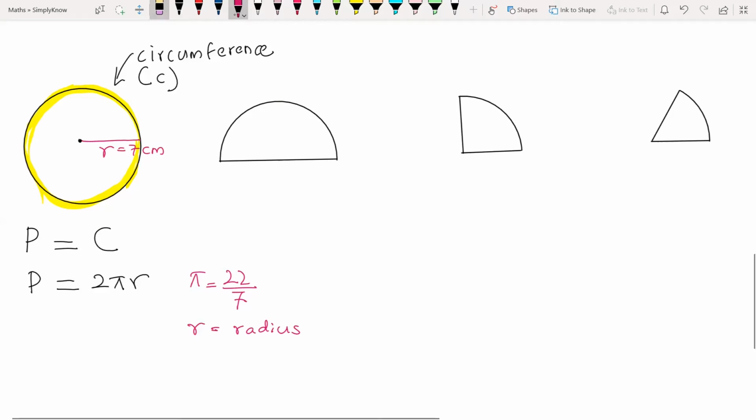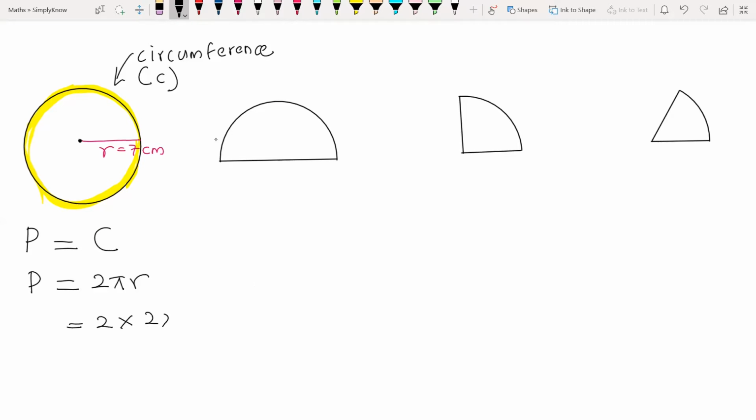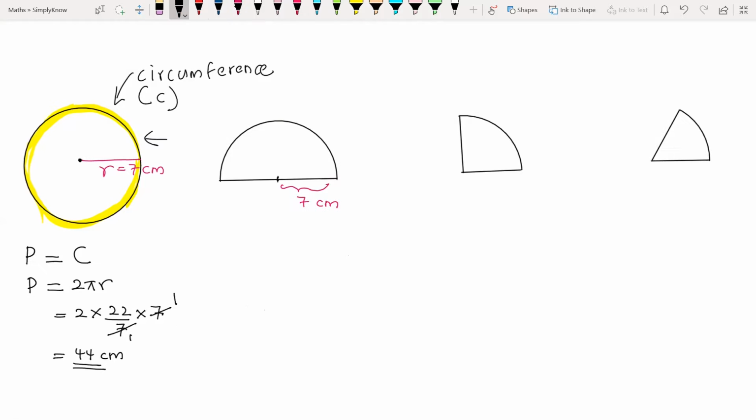Let's find out. 2 times 22/7 times 7. Now, this 7 gets cancelled out with this 7. And remaining is 2 times 22, which is 44 centimeters. Now this is our perimeter of this circle. Now what about a semicircle? Now let's say we have the same radius, which is 7 centimeters. Now what is the perimeter of this semicircle?